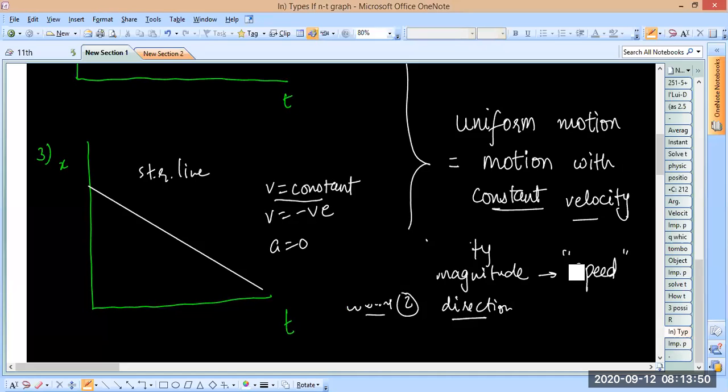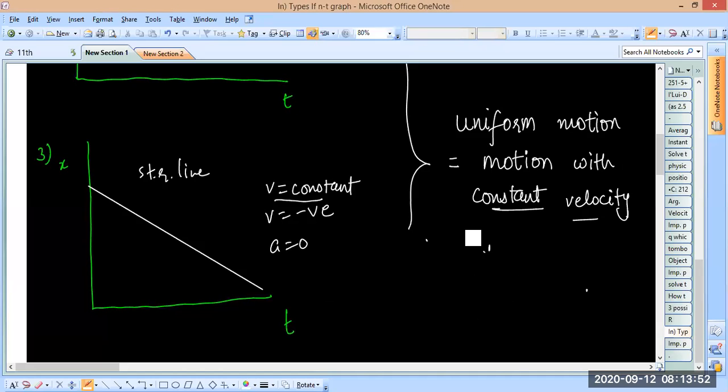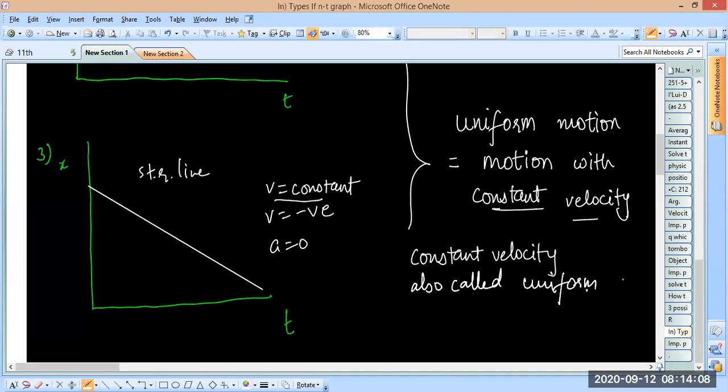By the way, a constant velocity is also called uniform velocity, right? A constant velocity means velocity never changes, right? Such thing is also called uniform velocity. Okay then. So that's what we have, right?